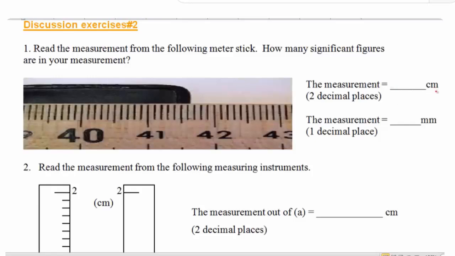The first part, you need to find the measurement in centimeters. In the second part, you need to find the answer in millimeters. And the scale here is in centimeters. So this is 40 centimeters, 41 centimeters, and 42 centimeters. Now recall that 1 centimeter is 10 millimeters. So 41 centimeters is actually 410 millimeters. 42 centimeters is 420 millimeters, and so on.